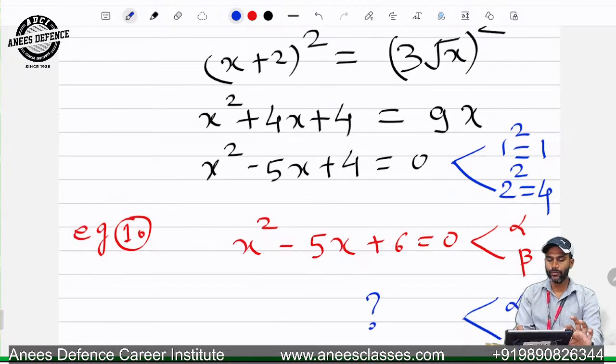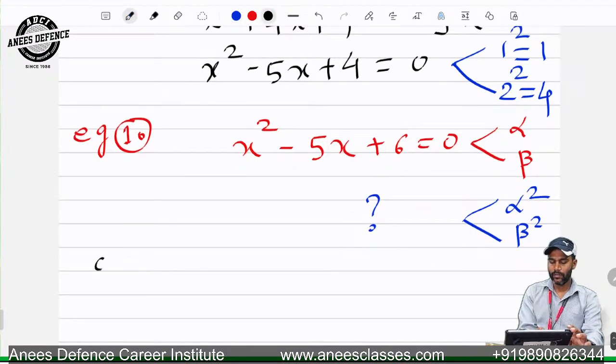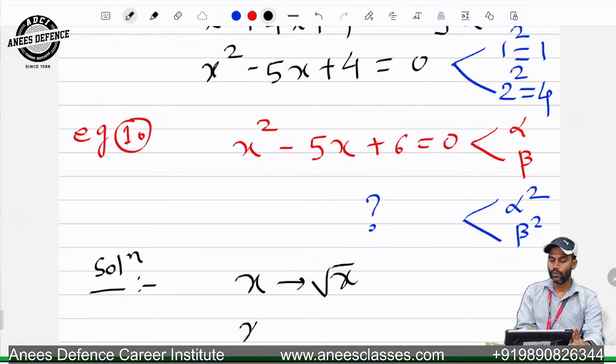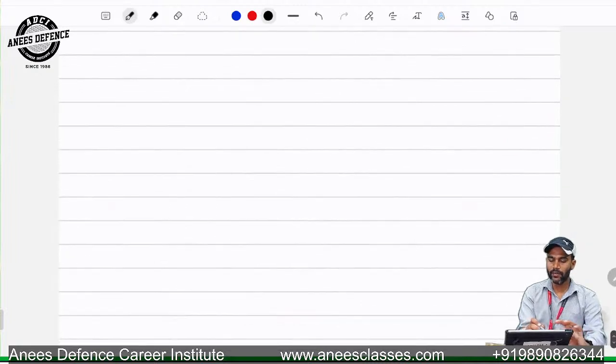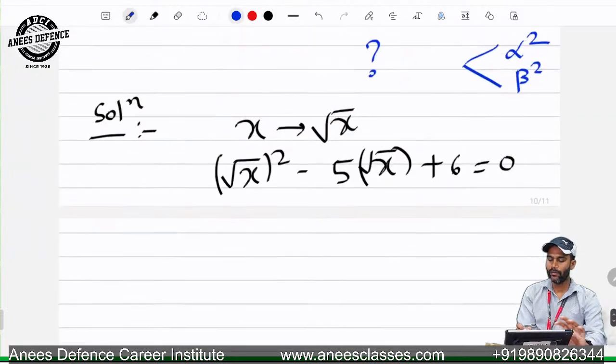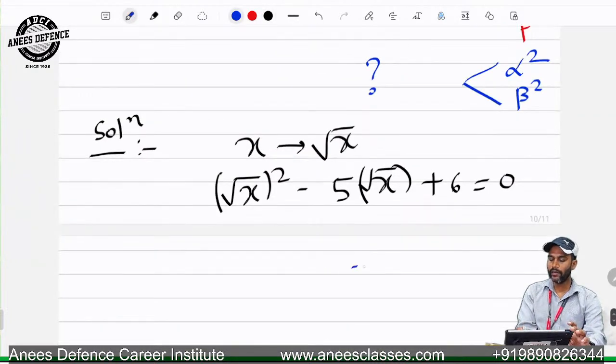Very easy. What we have to do? Yes, we have to replace x by root x. What will we get? Root x whole square minus 5 root x plus 6 is equal to 0. Can I shift this 5 root x on the right? What will we get? x plus 6 is equal to 5 root x.